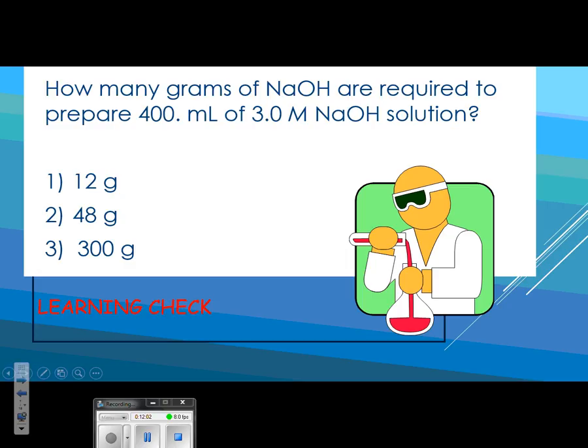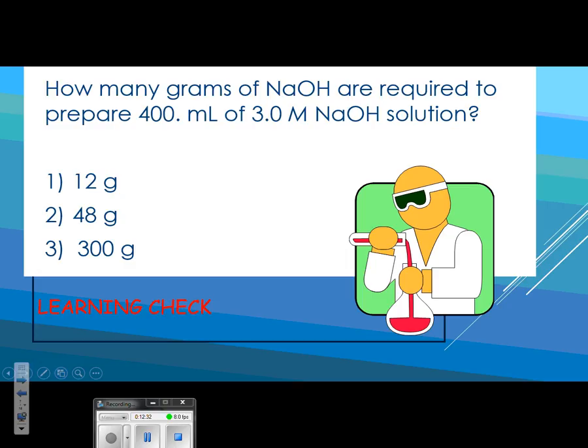How many grams of NaOH are required to prepare 400 milliliters of 3 molar NaOH? So what's the first step? What do you need to do first? Change to liters, so move the decimal by 3, so it's 0.4 liters. Okay, now what? Liters times molarity, so 0.4 times 3 is 1.2, right? That's how many moles.